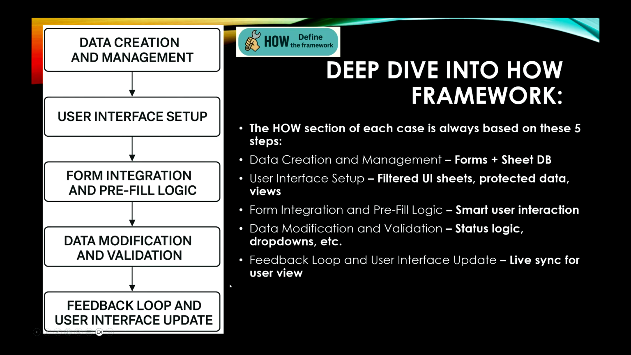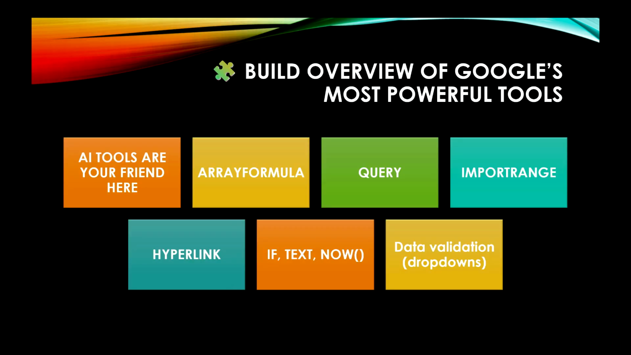And I think it's become clear after a few case studies that we're using these tools over and over again. We're using array formula. We're using the query. We can import ranges from different tabs and different documents. We create hyperlinks, and those links go to forms. We have some if logic. We have some text that we can change. We have some data validation like drop-down menus and changing text or maybe changing colors. So these things are the core tools in our toolbox that we use over and over again.